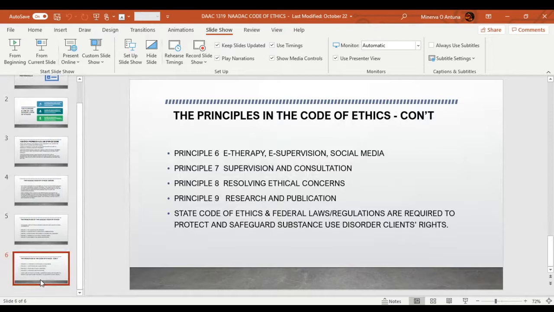Principle 6 has to do with e-therapy, e-supervision, and social media. And e-therapy refers to the provision of services using technology like electronic devices and resources like teletherapy, real-time video-based therapy, emails, texting, chatting, and cloud storage. You know, in all of these, it has to be HIPAA compliant, and you have to have encryption programs most of the time. You're the one who has the responsibility to ensure that the electronic forms of communication are safe and are confidential.